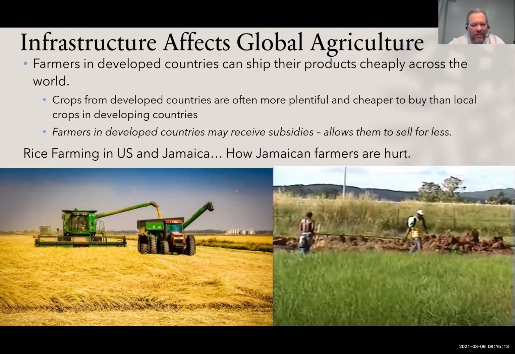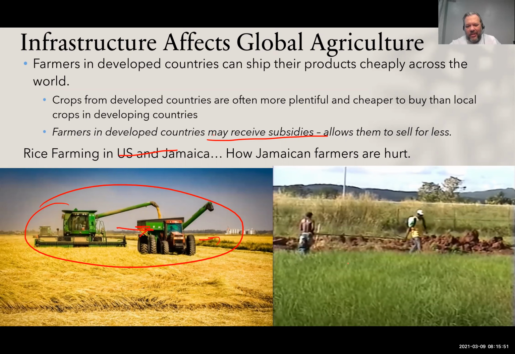And so if we look at this, this is rice farming in terms of cost. So if we look at this, crops from developed countries are often more plentiful and cheaper to buy than crops in developing countries. Farmers in developed countries may receive subsidies, and so again, if we're looking at the infrastructure, then this farmer faces a lot. It's a lot easier for that person. So the infrastructure is there because when they put it into here, there's going to be roads and ships and all that kind of stuff that are readily accessible as compared to these farmers.